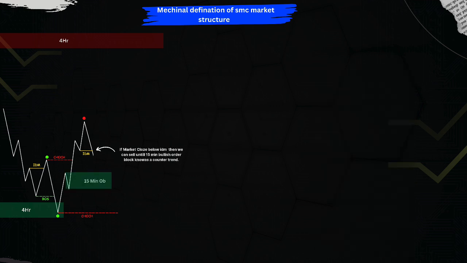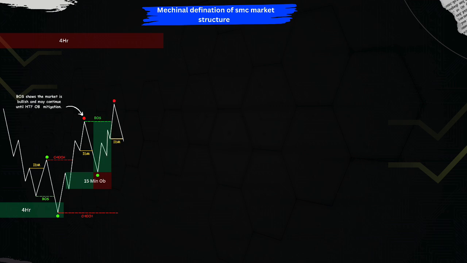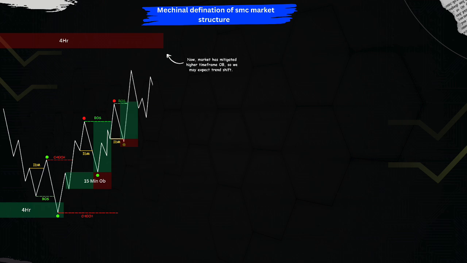Here, if the market closes below IDM, then we can sell until the 15-minute bullish order block, known as a counter trend. Once the market mitigates this zone, buying becomes a high-probability setup. BOS shows the market is bullish and may continue until higher timeframe order block mitigation. If the market sweeps IDM and forms Scoob, it may show a strong bullish move. Now, the market has mitigated the higher timeframe OB, so we may expect a trend shift.